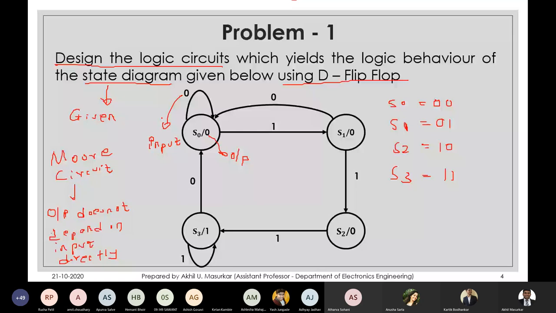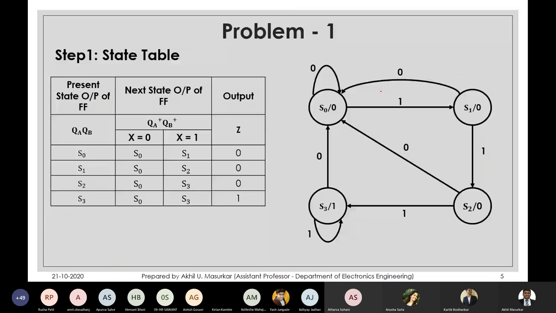Okay. So, let us hope that you have drawn the state diagram. And the next step would be assigning binary values to the states. So we will just draw the state diagram again with the help of binary values. You can see here the state diagram I have drawn, and I have created a state table from this particular state diagram.